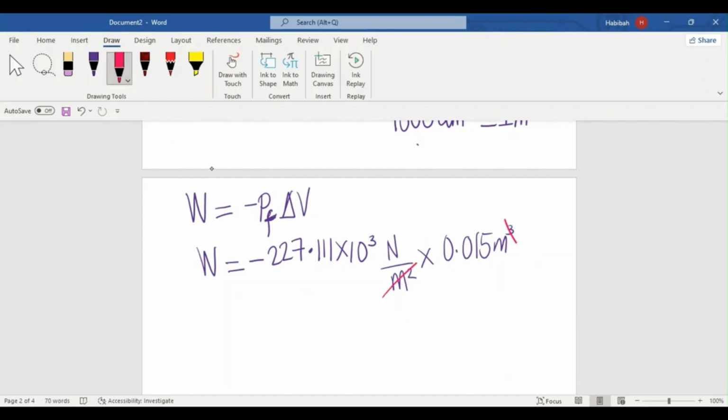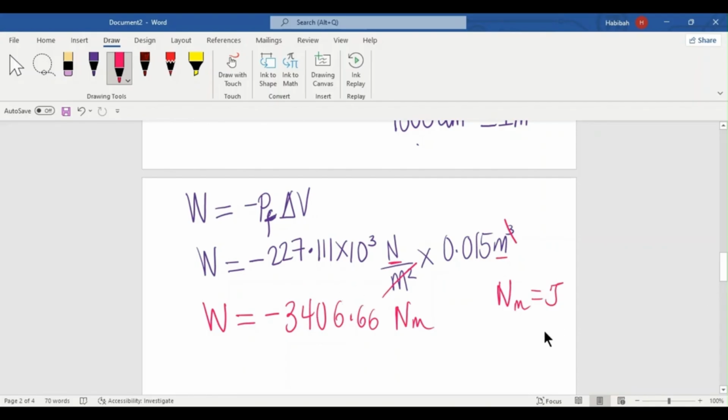So that would be negative 227.11 times 10 to the power 3 times 0.015 is going to equal negative 3406.66 and then Newton meter. So that would be Newton meter. Please note that Newton meter is the same thing as joules. Okay, because what is really the fundamental formula for work is just force times distance. So force units is Newton, distance units is meters. So Newton meter is the same thing as joules.